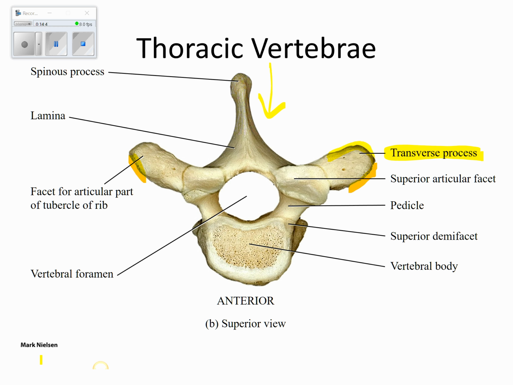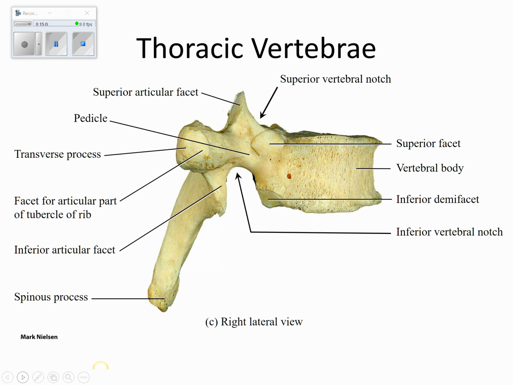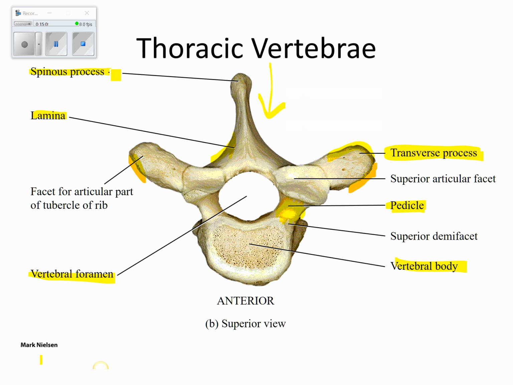So you do need to be able to label the pedicle, which is this area here, the lamina, which is this area on this side, the vertebral foramen, the body, and that's pretty much it on this picture. Oh, and the spinous process. Almost left it out.